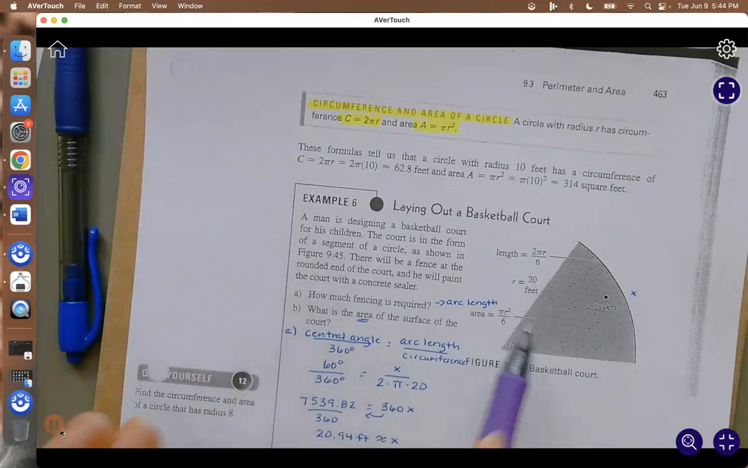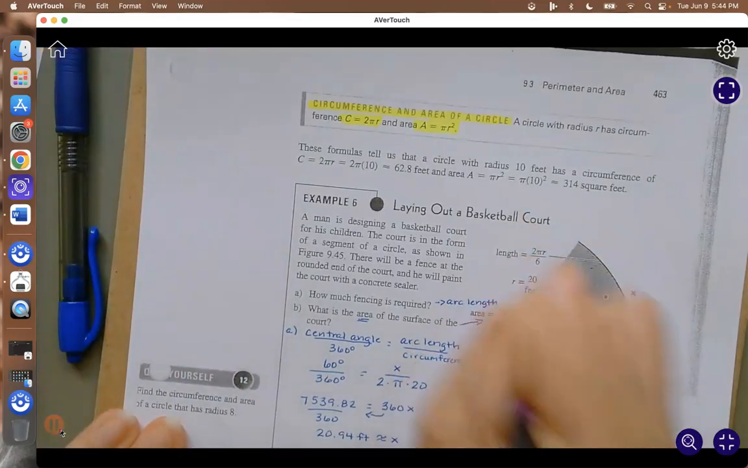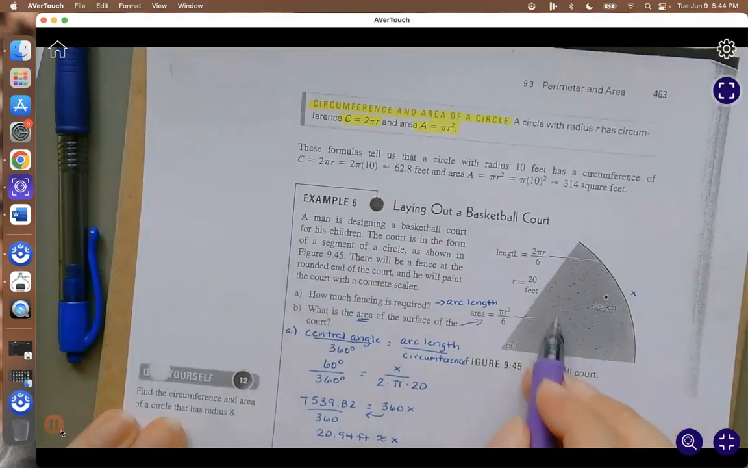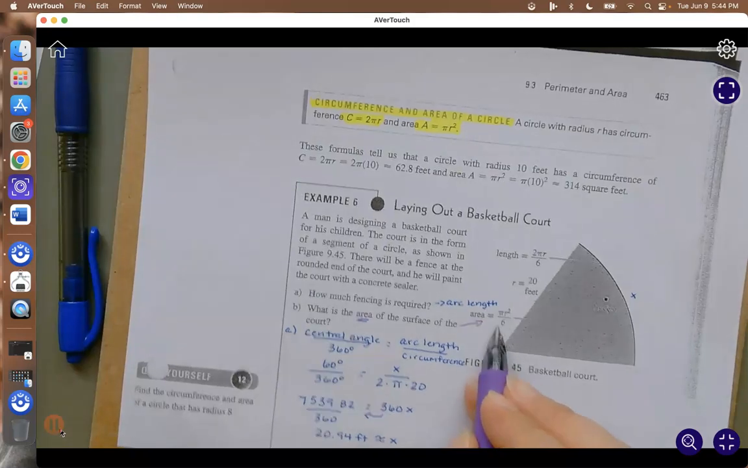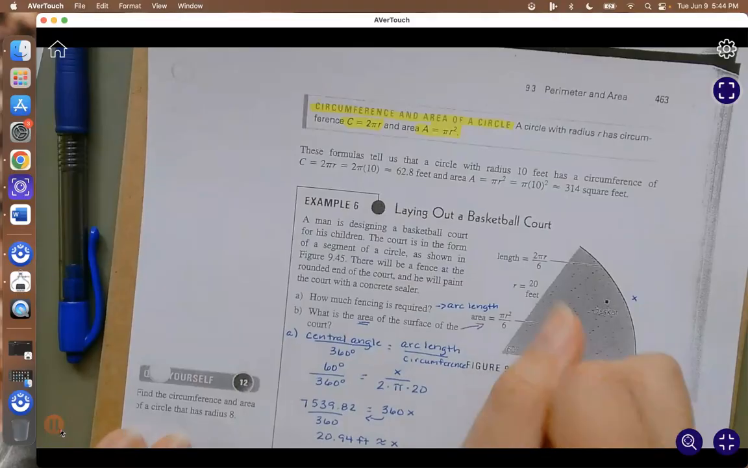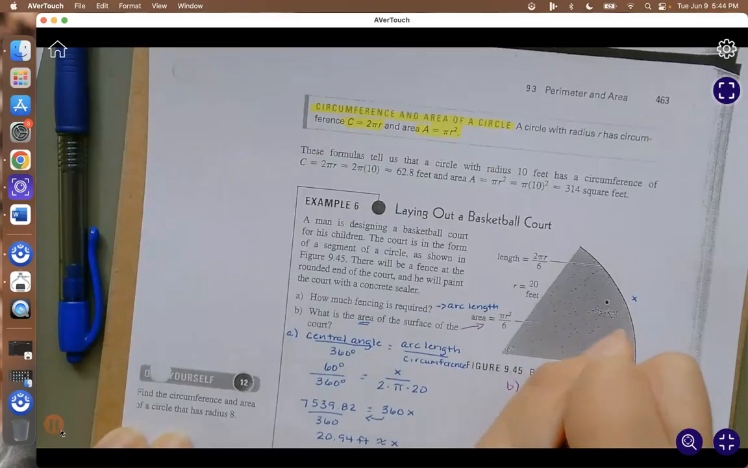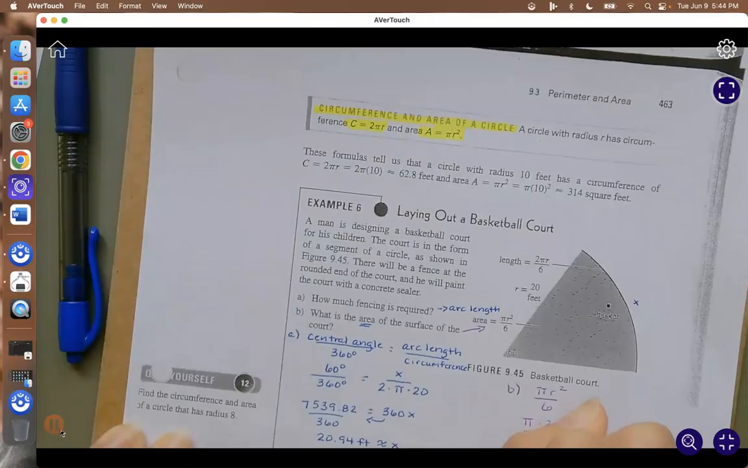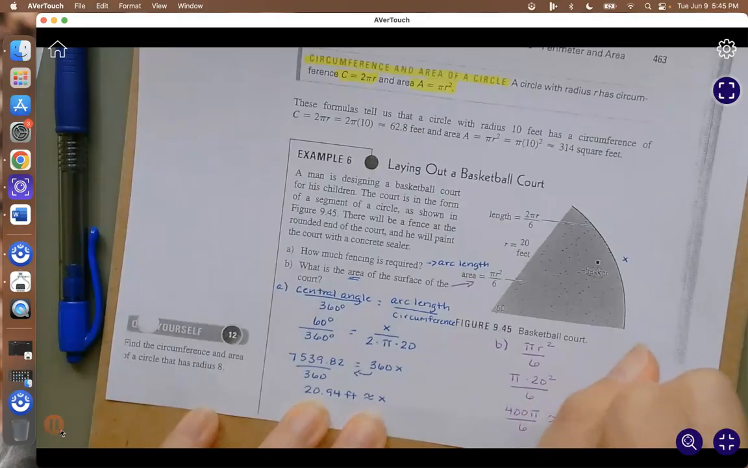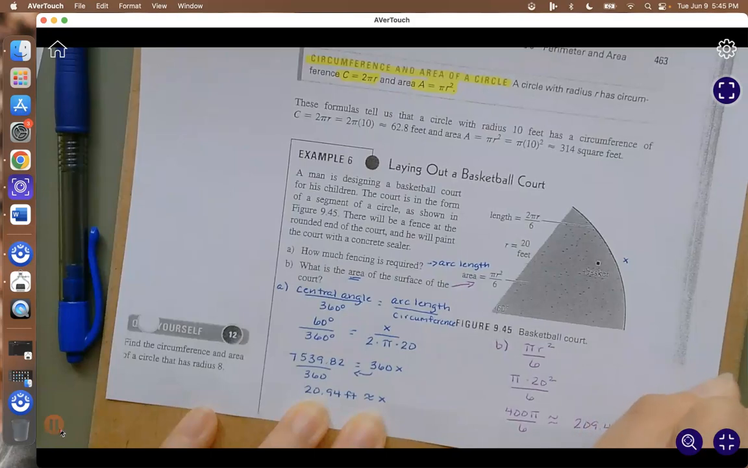Now, it says to find area, but notice area here, we're not finding the area of a whole circle, we're finding the area of this. 60 out of 360 is 1/6, so that's why they're dividing the area by 6. So part B, they have pi r squared divided by 6. So that's pi times 20 squared divided by 6. So that's 400 pi divided by 6. When you type that into your calculator, you get 209.44 square feet.